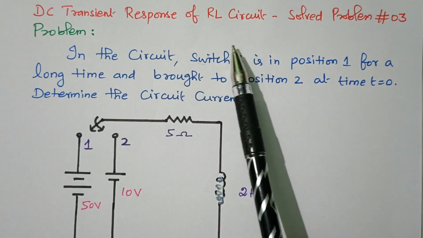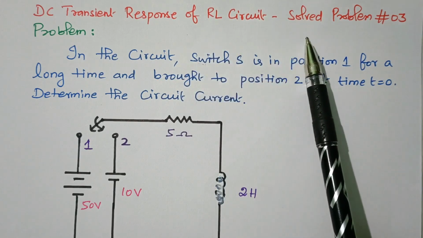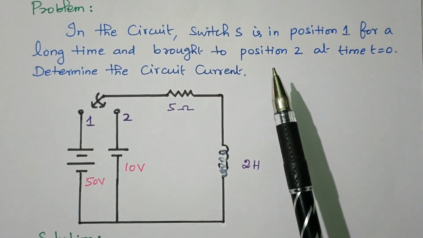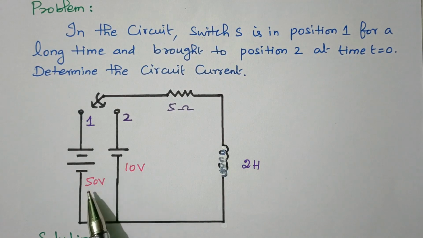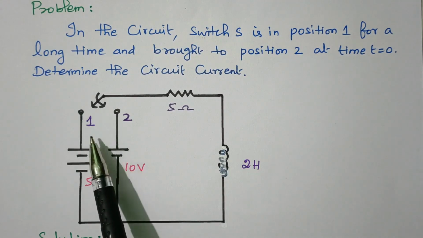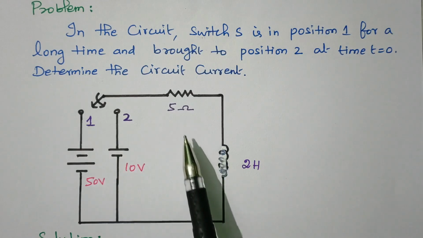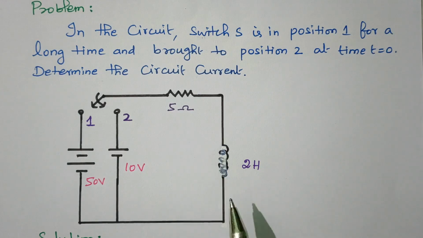Now we'll go to the topic. DC transient response of RL circuit, solved problem 3. Now refer the circuit diagram. So this is the circuit diagram available. Two voltage sources, 50 volts and 10 volts, are connected by switches, position 1 and position 2. It is connected with an RL circuit, resistance and inductance, 5 ohm and 2 Henry.